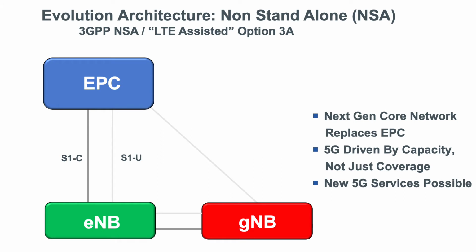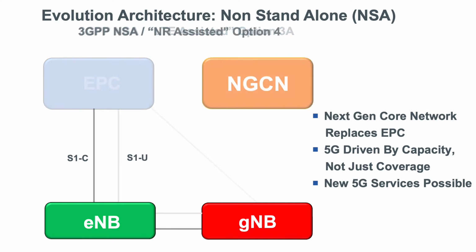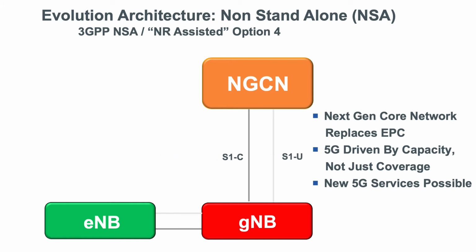Let's take a look at another possible option. This is again the non-standalone option, but in this case this is option 3A. Here we've got the EPC connected to the gNB, the eNode B, with the control plane and the user plane as we previously showed. But what we're going to do now is remove the EPC and connect the new next generation node B directly to the new NGCN, or the next generation core network, again using the control plane and user plane.